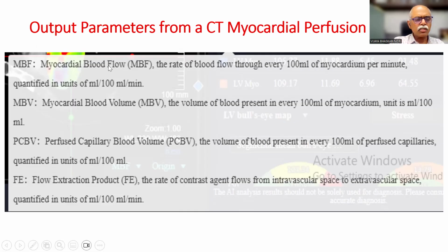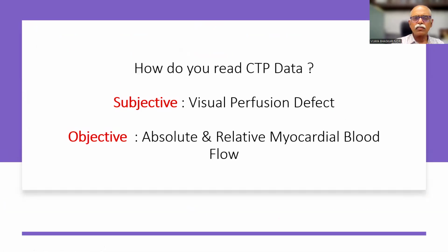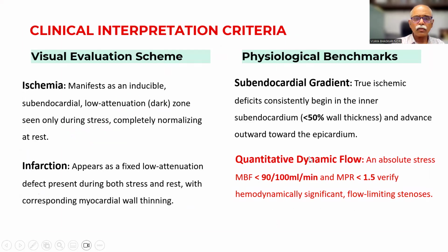But among these, the most important parameters are myocardial blood flow, that is absolute myocardial blood flow and relative myocardial blood flow, which I'll show you in the examples. How do you read CT myocardial perfusion data? It is subjective and objective. Subjective is visual perfusion defect, and objective is by looking at the absolute and relative myocardial blood flow values.